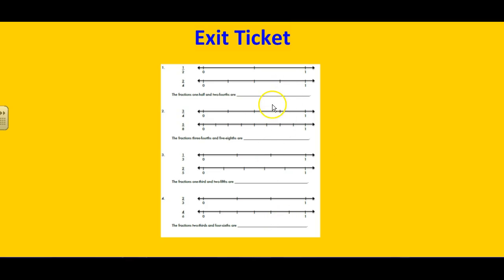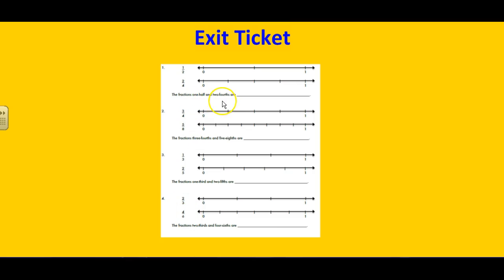Your exit slip looks like this. But I do want you to notice that they're already giving you the fractions 1 half, 2 fourths, 3 fourths, 5 eighths, 1 third, 2 fifths, 2 thirds, and 4 sixths. So on your number lines, you don't necessarily have to fill in every single fraction. What you really need to do is just label 1 half and 2 fourths, 3 fourths, 5 eighths, 1 third, 2 fifths, and 2 thirds, and 4 sixths.